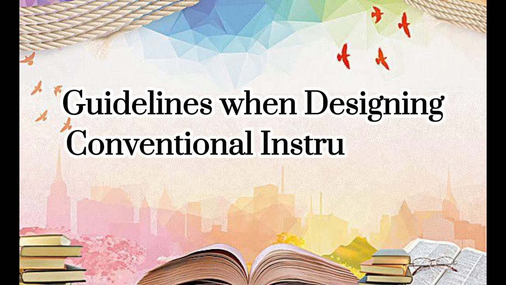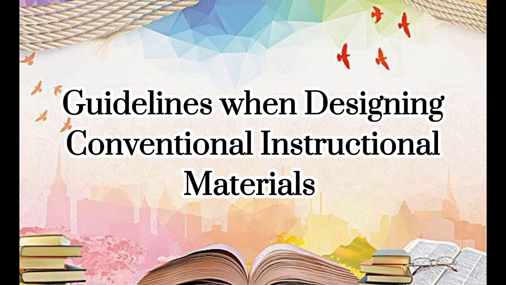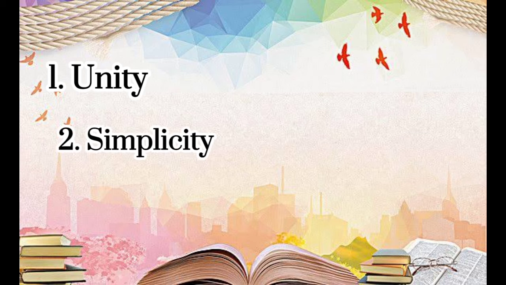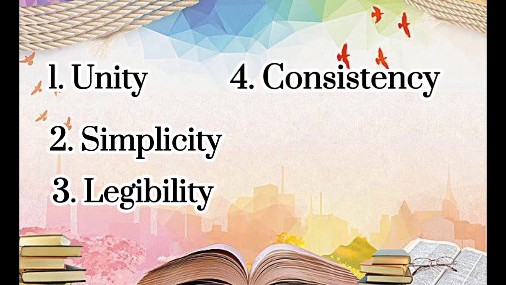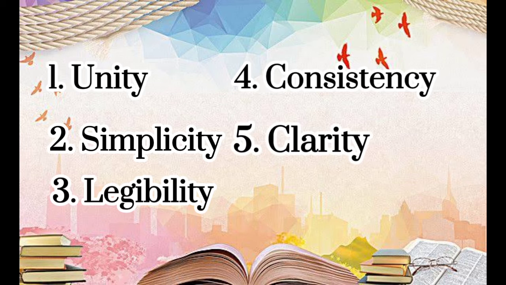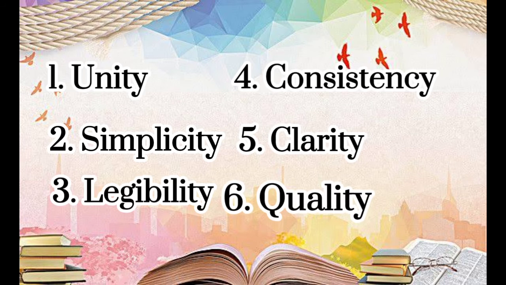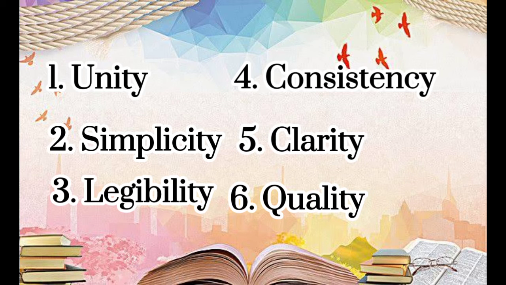Guidelines when designing conventional instructional materials are the following. First, unity. Second, simplicity. Third, legibility. Fourth, consistency. Fifth, clarity. And sixth is quality. These guidelines may help a lot in constructing and creating instructional materials in order to enhance the lessons or make the presentation not boring but pleasant to look at.